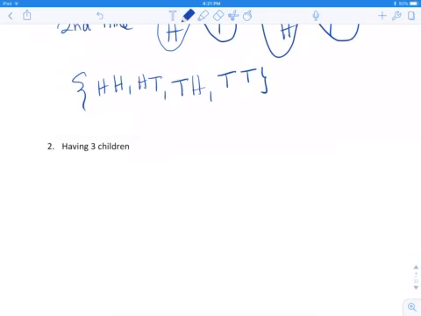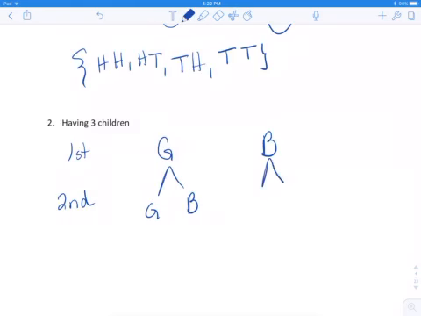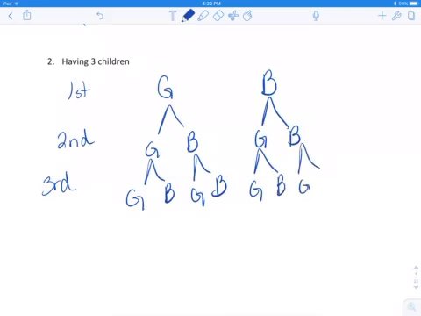Okay, so let's do one more example of using a tree diagram to help us find a sample space. So our next example is having 3 children. So we have the first child, and it's either a girl or a boy. Then off of each of those, for the second child, it could be girl or boy. And then for the third child, we go off of each of those. So now we can list out all of our sample spaces by going down the paths.